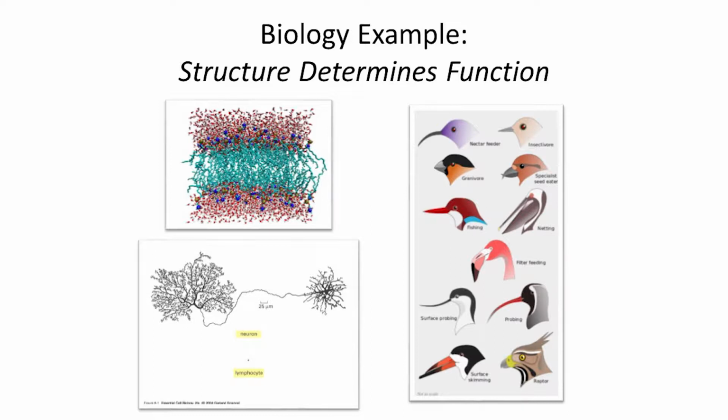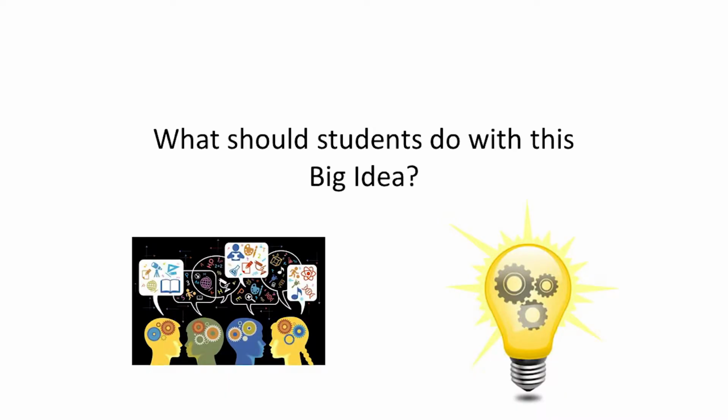Then you can go all the way up to the organism. And I don't know anything about birds, but I can look at these birds and tell that they have different structure beaks, and then those different beaks are related to how they find their food and what type of food they eat. So going all the way from the molecular to the organismal level, we can look at structure function, and we can go beyond the organismal level on to ecosystems. So that's a big idea in the discipline.